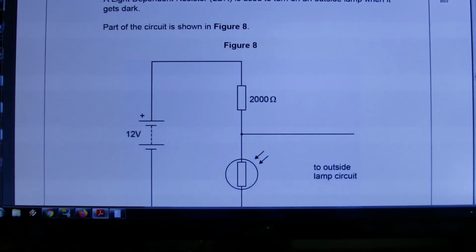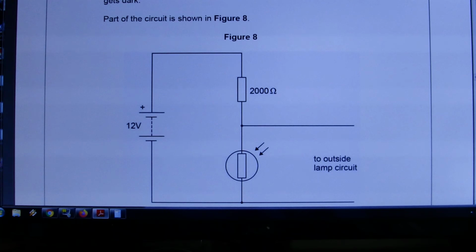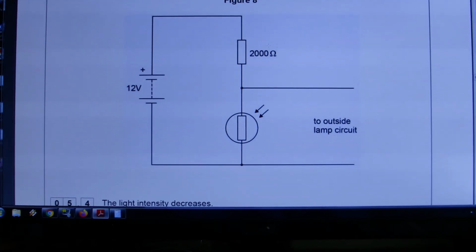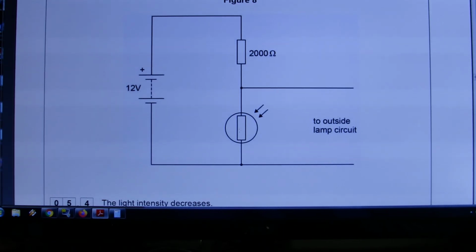A light-dependent resistor. Fixed resistor, 2000 ohms. Voltage running this way to the outside lamp circuit. 2000 ohms here and variable resistance here will split this 12 volt potential difference from here to here in proportion to their resistances. So if that's 2000 and this is 2000, it'll be 6 volts across there and 6 volts across here, which is 6 volts going to the outside lamp circuit. If that's 2000 and this is 1000, it'll be 8 volts across here, 1000 across here, sorry, 4 volts across here. So only 4 volts to the outside lamp circuit.